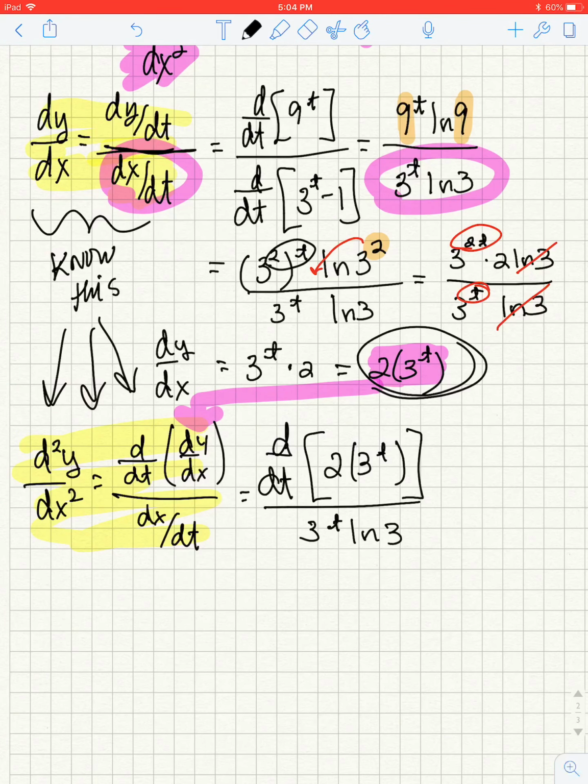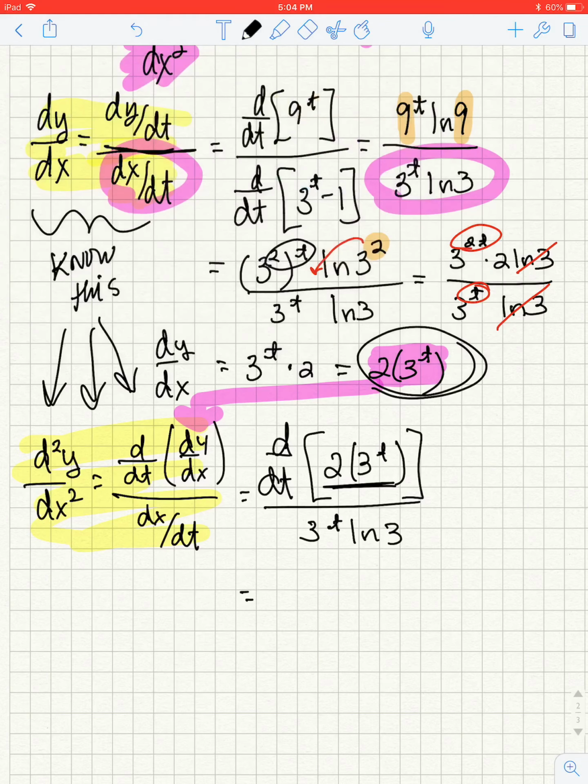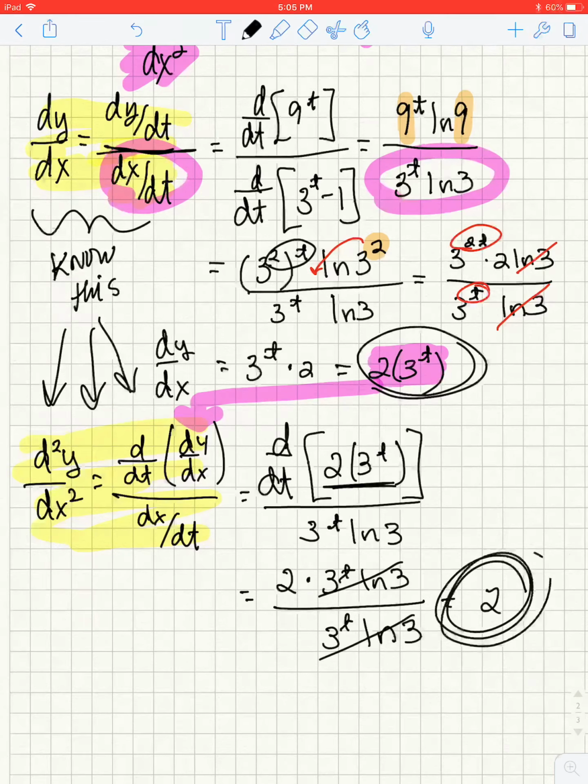So here then, your derivative of 2 times 3 to the t, 2 is a constant, and now use your properties of exponentials, so it's 3 to the t ln 3 divided by 3 to the t ln 3, and nicely cancels out, and you get 2, and that is your second derivative.